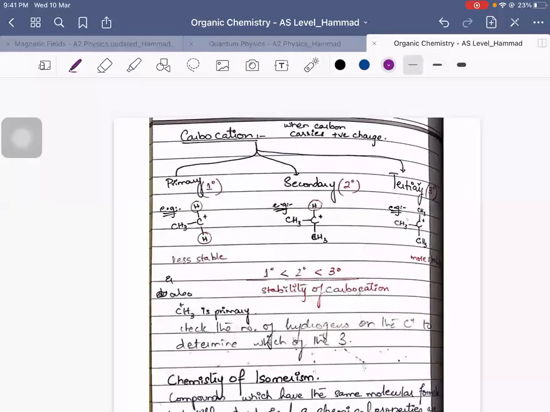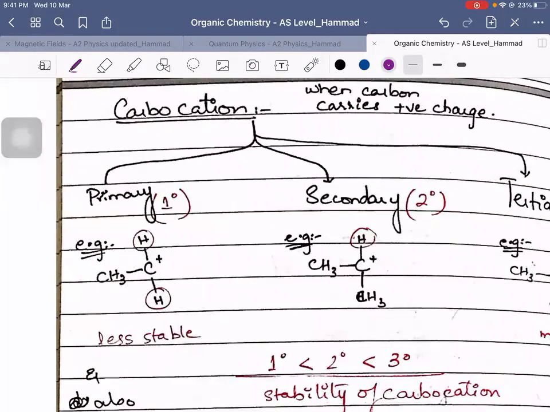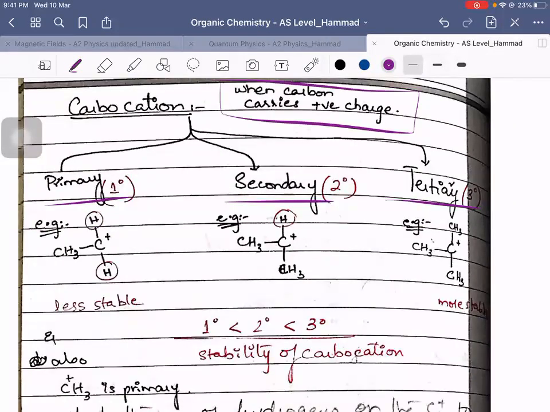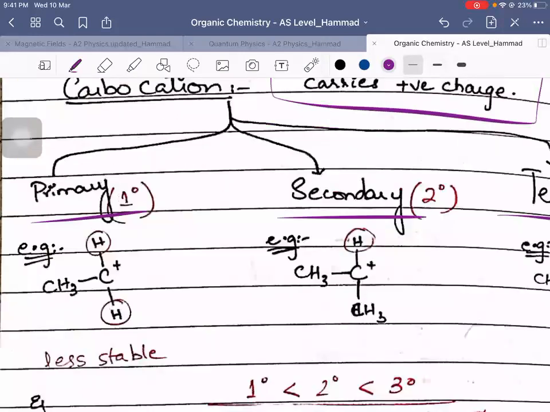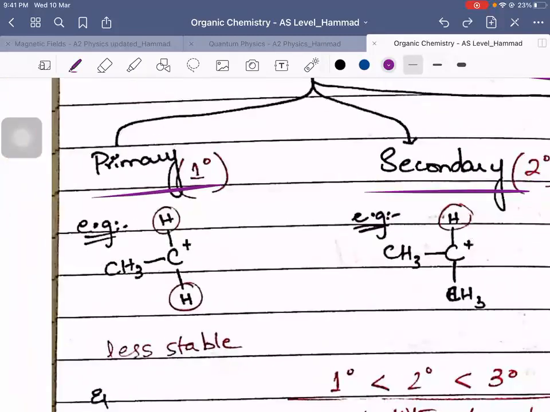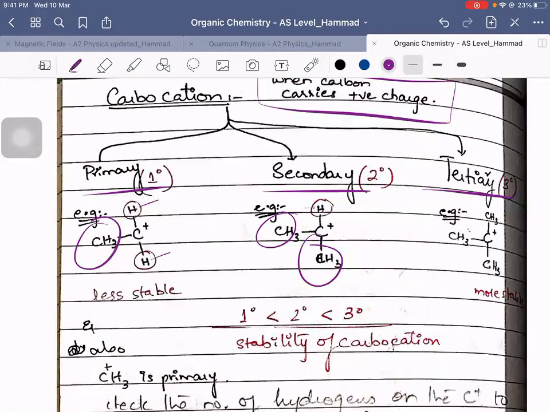Next comes carbocation. Carbocations are of 3 types: a primary carbocation, a secondary carbocation, and a tertiary carbocation. A carbocation is one where a carbon carries a positive charge. Let's say I have this example. You can work out a primary carbocation by the fact that there is 1 alkyl group attached to it. When there are 2 alkyl groups attached to it, it is a secondary carbocation or a 2 degree. When there are 3 alkyl groups, it's called a tertiary carbocation.